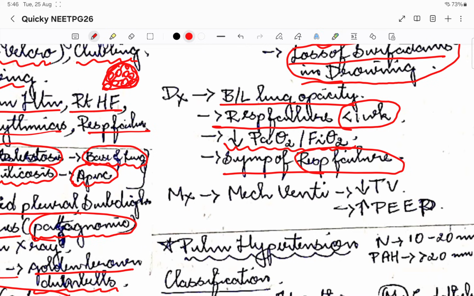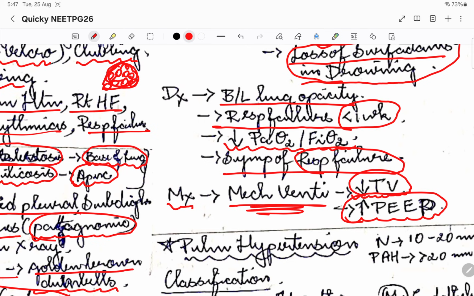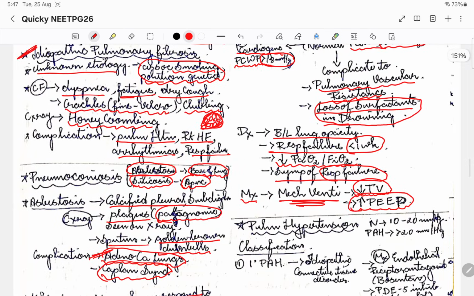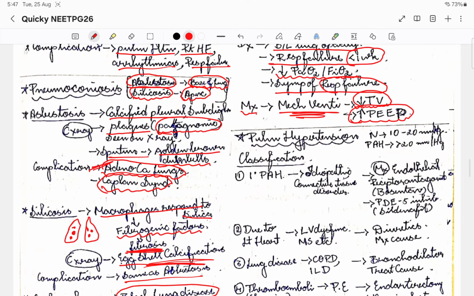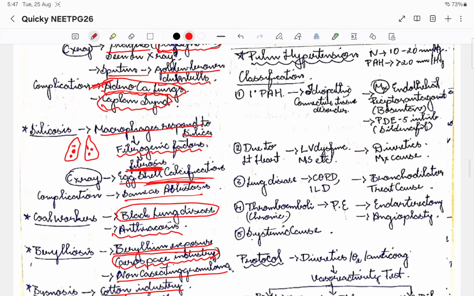Okay, so then the management is basically mechanical ventilation that we do. So reduced tidal volume will be there, and increased PEEP is what we do with respect to the mechanical ventilator setting. Okay, I'll come back to that later. So that is the management of ARDS. We'll come back to respiratory failure related things. Now we will go on to pulmonary hypertension, which is a complication of ARDS.